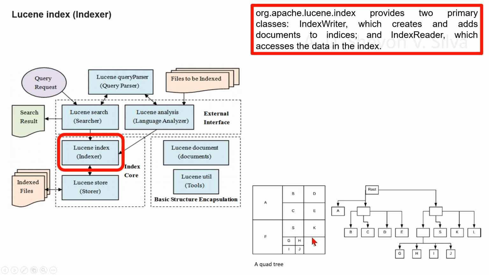Here you can see a quad tree. Here the root is connected to A, and it is connected to a node, and another node, and this one is connected to B, C, D, and E. Here this one is connected to another node, then S, K, and L. Here this node is connected to G, H, I, and L.